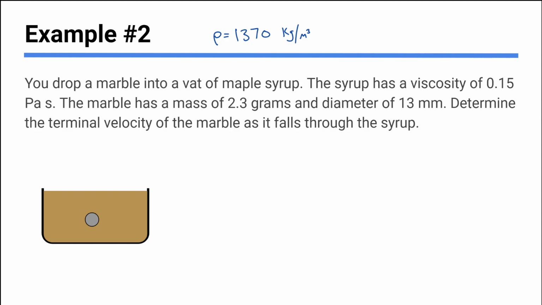Spoiler, we're going to need that. Okay, but I'm given the viscosity, the mass of the marble, and the diameter of the marble. So determine the terminal velocity of the marble as it falls through the syrup. Whoa. All right, so terminal velocity. I want to remember what that means.